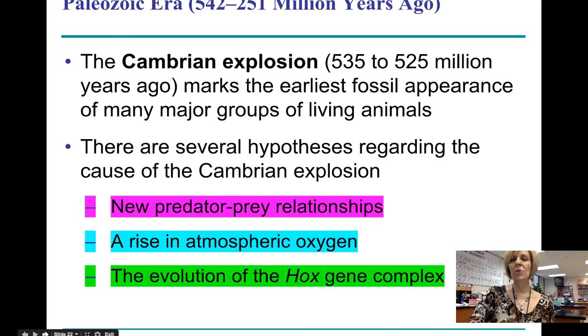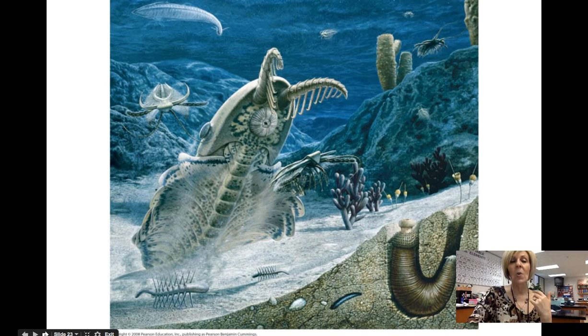The Cambrian explosion about 500 million years ago, there are three things that are significant about that. We think that these were the first predator-prey relationships. In order to be a predator, you need to have good sense organs, and so this was the beginning of having a head, cephalization. So you have all your sense organs in your head, and the development of jaws. Okay, the actual development of jaws, which not all animals have. And this coincides with the rise in atmospheric oxygen and the evolution of the Hox gene complex. And the Hox genes, we know, are genes that are the architecture of a body plan.